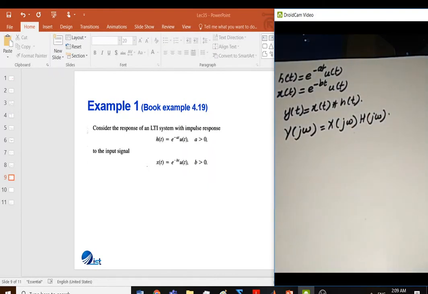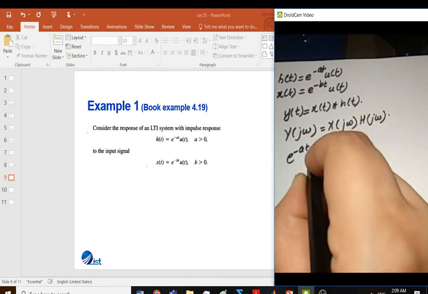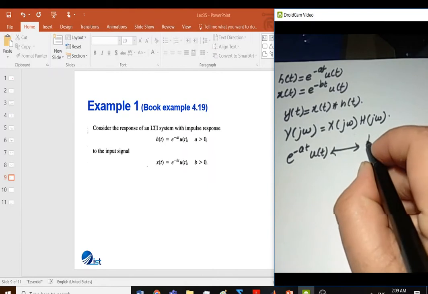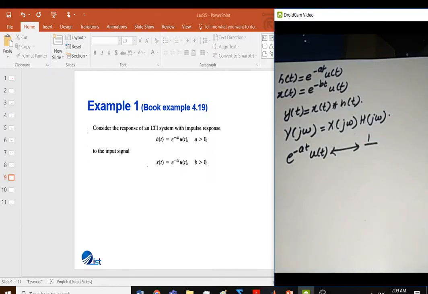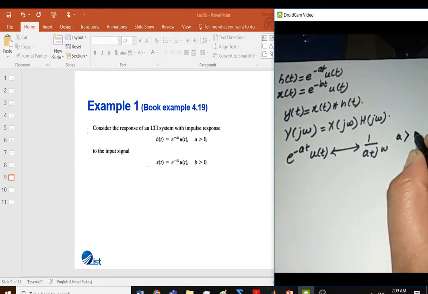Now from table 4.2 of our book, the 13th signal set is e raised to power minus at u of t. So e raised to power minus at u of t has a Fourier transform of 1 by a plus j omega, given a is greater than 0. Why is this condition mentioned?